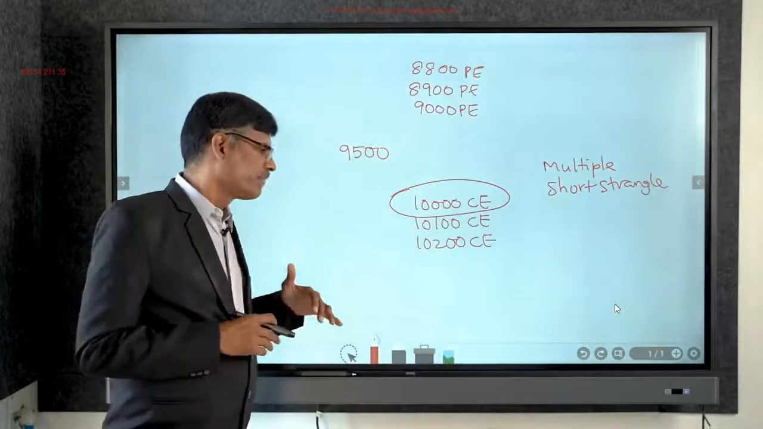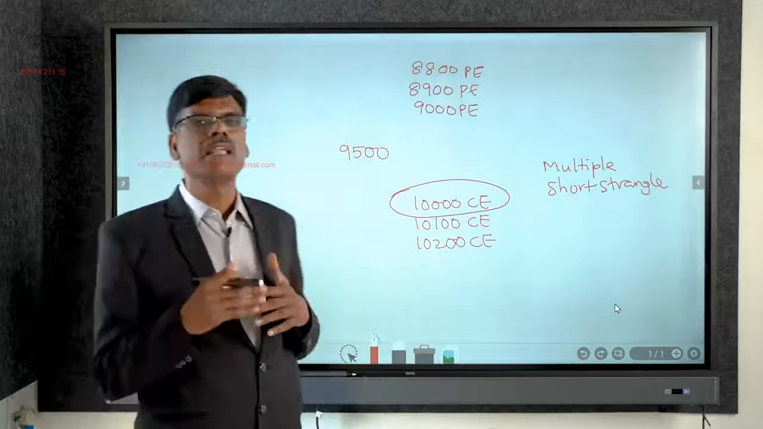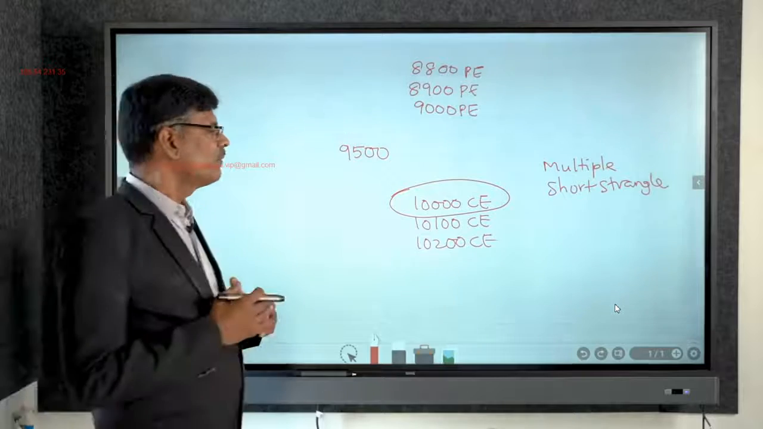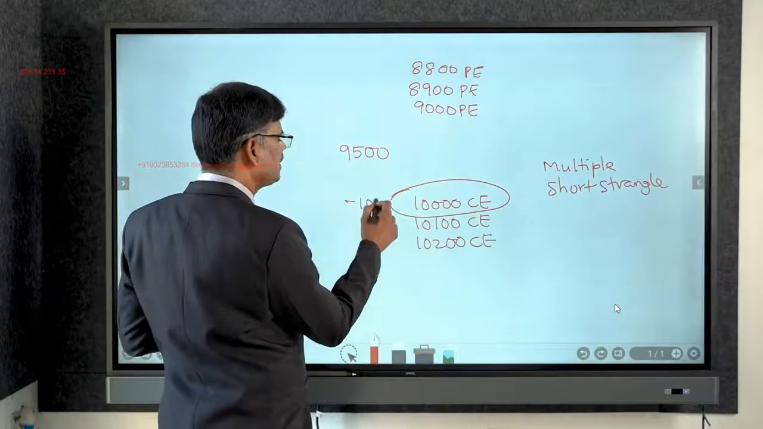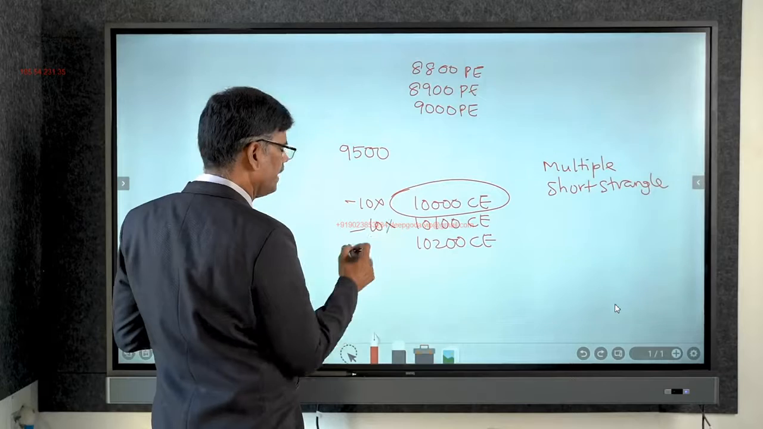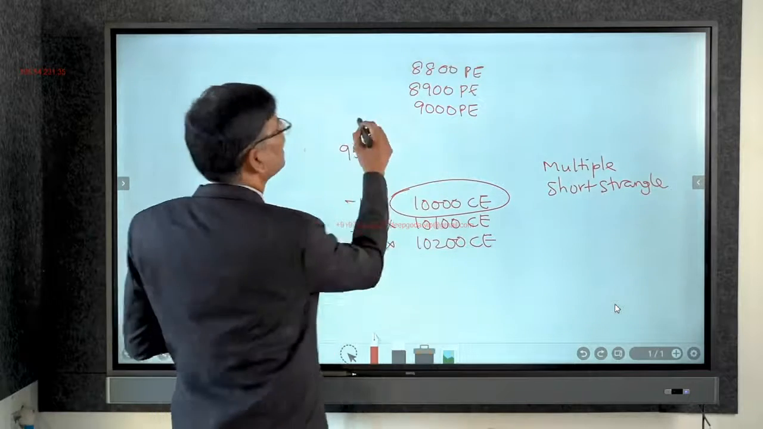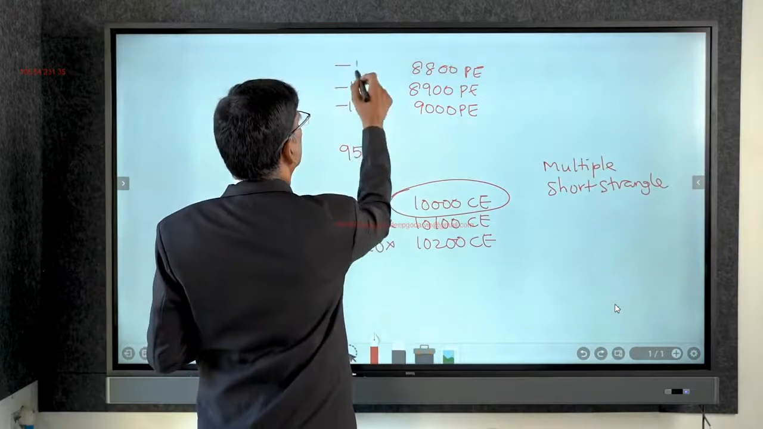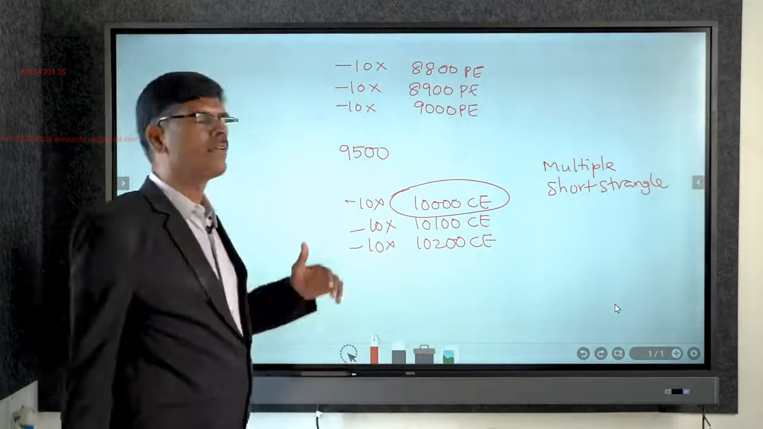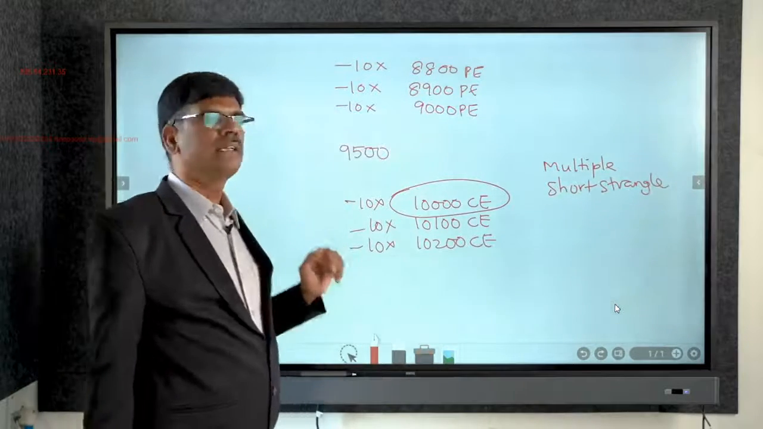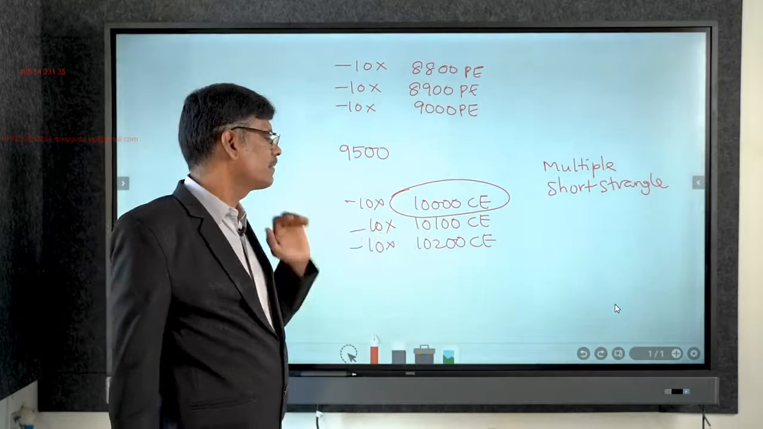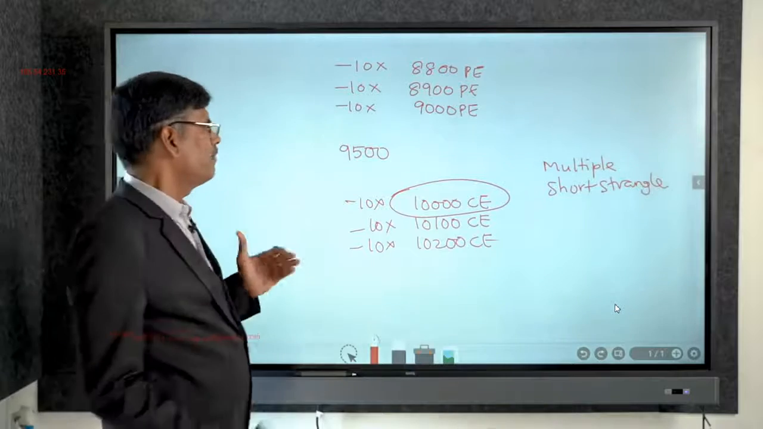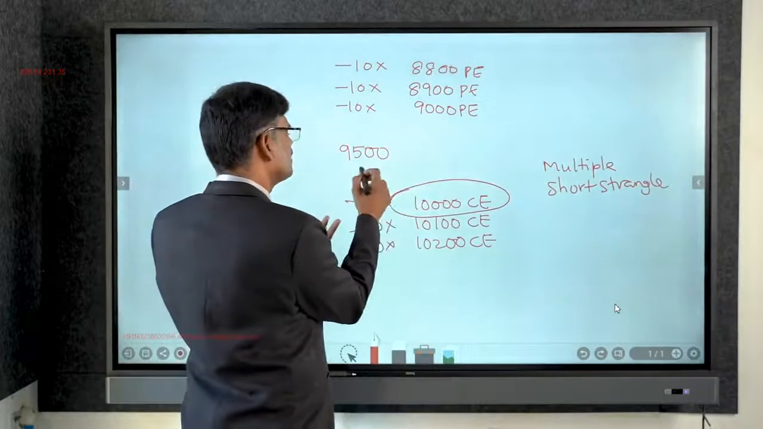Number 2, let us say you have money for 30 lots of call option and 30 lots of put option. So what you do: 10 lots here, 10 lots here, and 10 lots here, and 10 lots here, 10 lots here, and 10 lots here. Selling 10 lots of 9,000 put, 8,900 put, 8,800 put, selling 10 lots of 10,000 call, 10,100 call, 10,200 call, right? And if you are doing like this, then maybe just 2 lots.